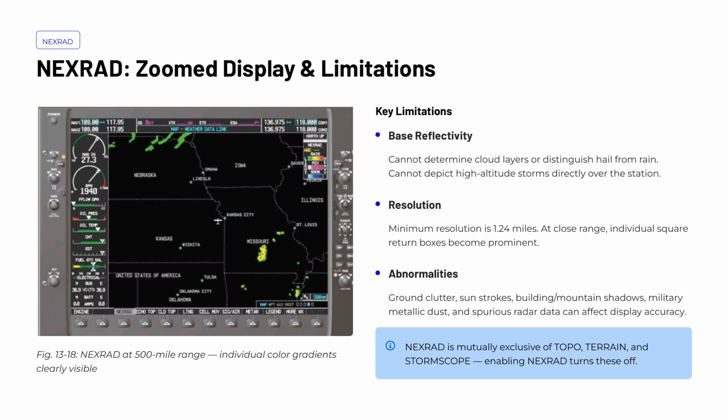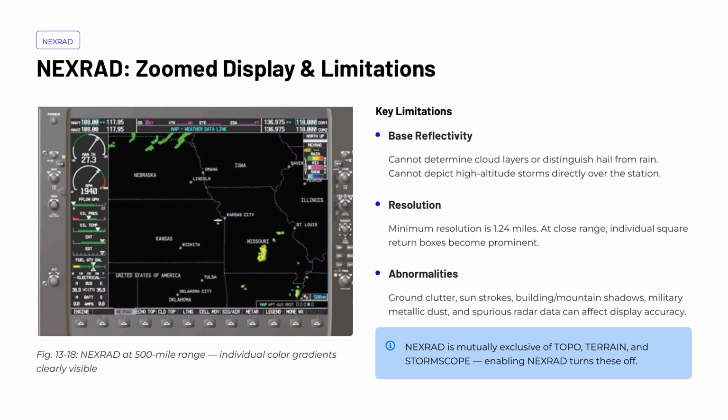NEXRAD. A powerful weather tool in the cockpit, but understanding its limitations is just as important as knowing how to use it. When you zoom out to the 500-mile range, you'll notice that the individual color gradient blocks become clearly visible, which gives you a good picture of large-scale weather patterns but sacrifices fine detail.